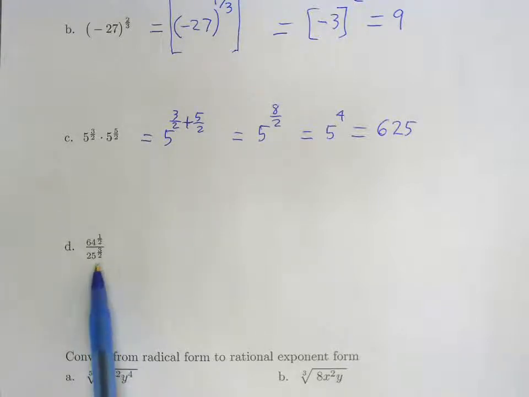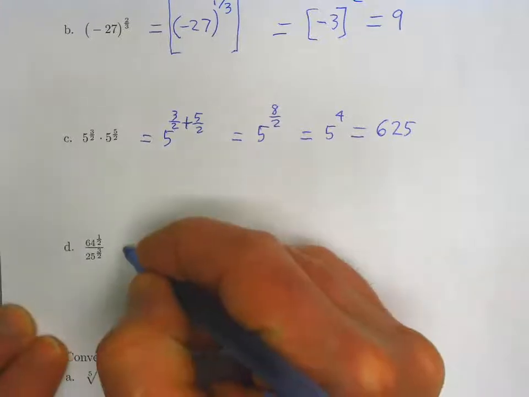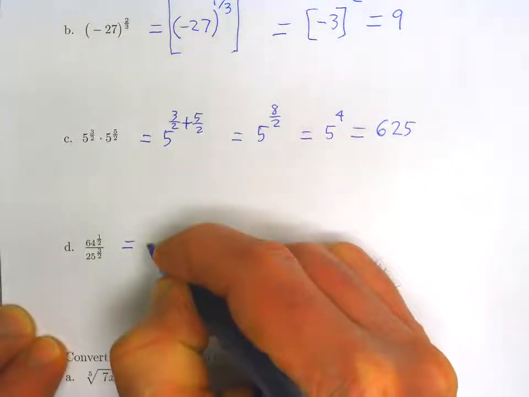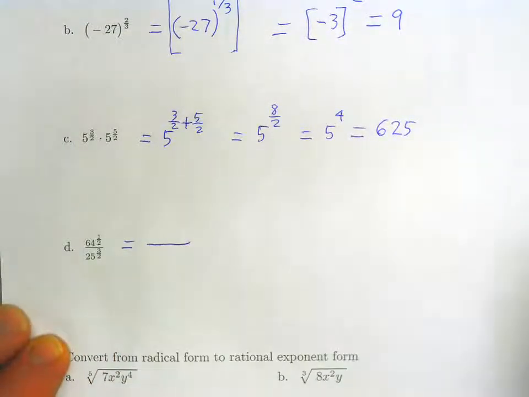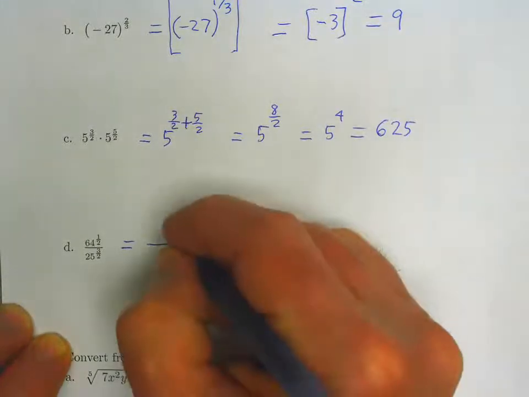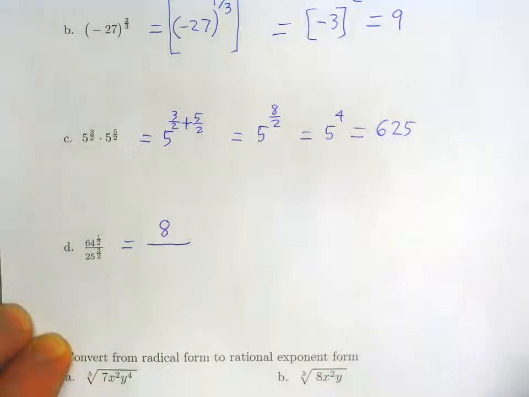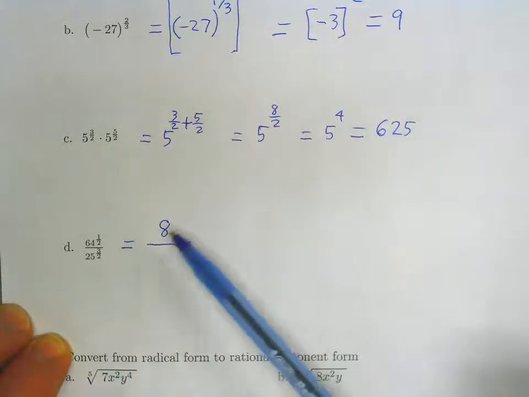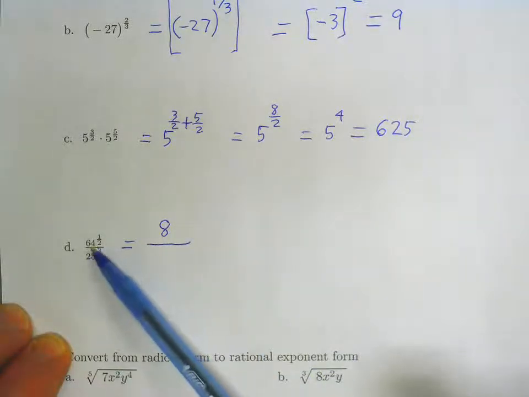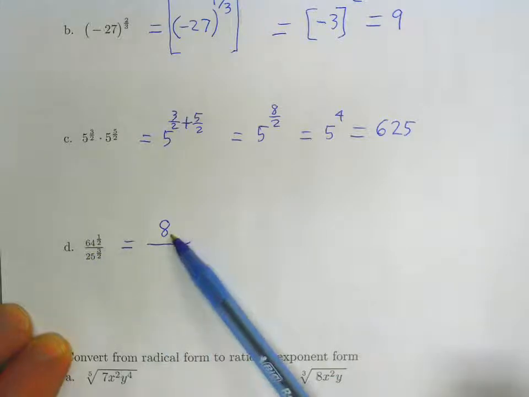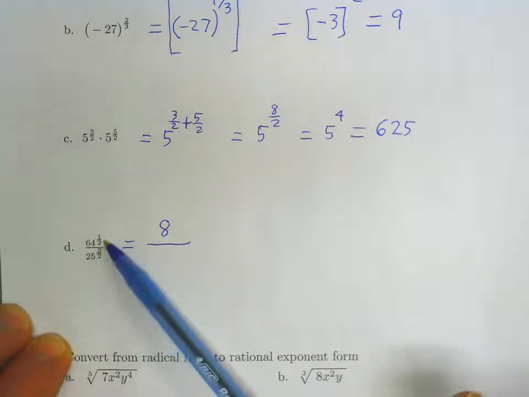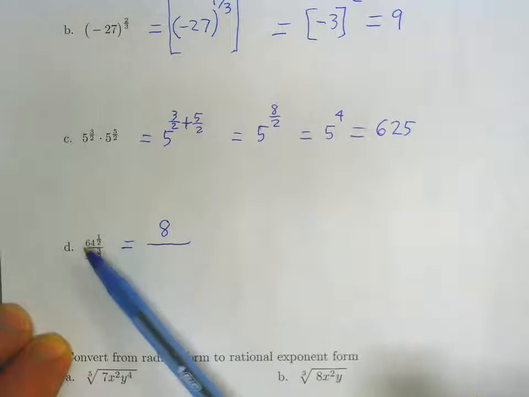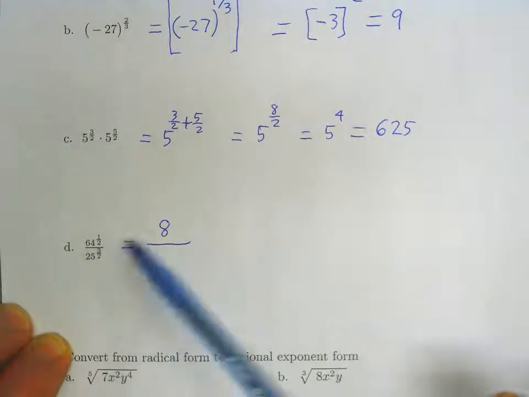to the 3/2. Well, in the numerator, 64 to the 1/2 is just the square root of 64, and the square root of 64 is 8. So make sure that you note that we didn't have to convert it to radical form first, because we know that if an exponent is 1/2, it means the square root of the number. And we know the square root of 64 is 8.